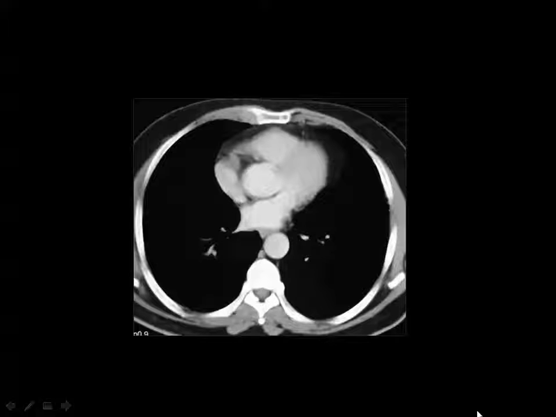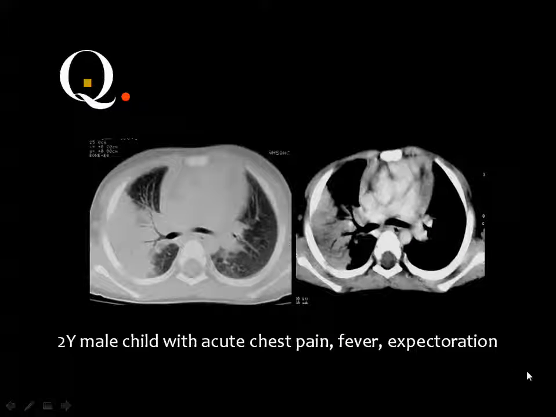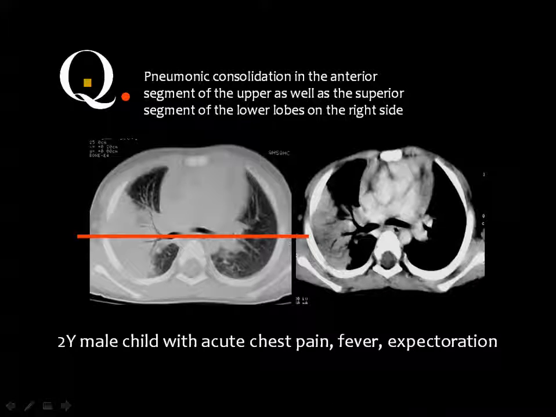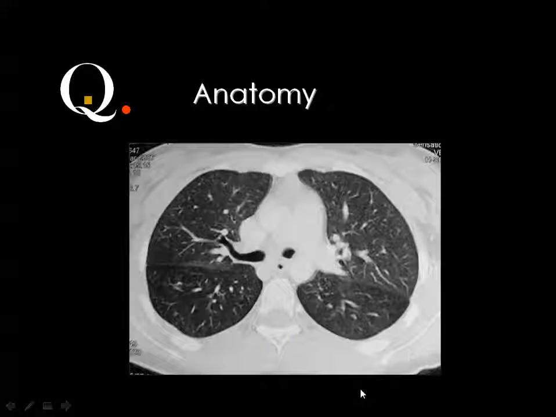Okay, if you look to these cardiac chambers, this is the right atrium, and this is the left atrium, and this is the right ventricle, and this is the left ventricle, and this is the descending aorta. Then this patient had pneumonic consolidation. Considering the tracheal bifurcation, part of the pneumonia is located in the upper lobe, and part is located in the lower lobe. Then this pneumonic consolidation has affected the anterior segment of the upper lobe as well as the superior segment of the lower lobe on the right side.